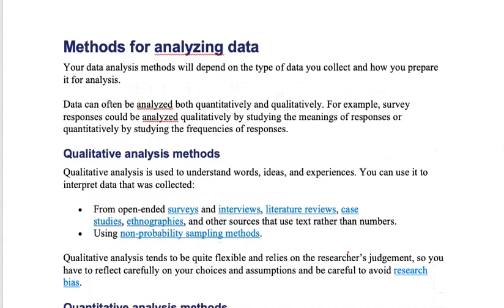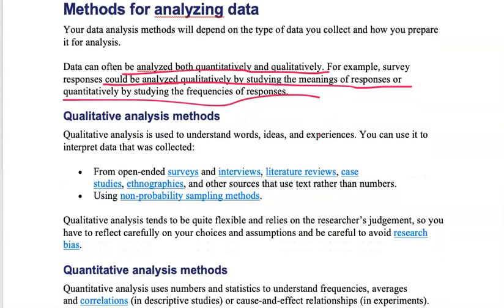So there are different methods for analyzing the data. Our data analysis method will depend on the type of data that we collect and how we want to prepare it for analysis. Data can often be analyzed both qualitatively as well as quantitatively. For example, survey responses could be analyzed qualitatively by measuring the meaning of the responses or quantitatively by studying the frequency of the responses given for the questionnaire.